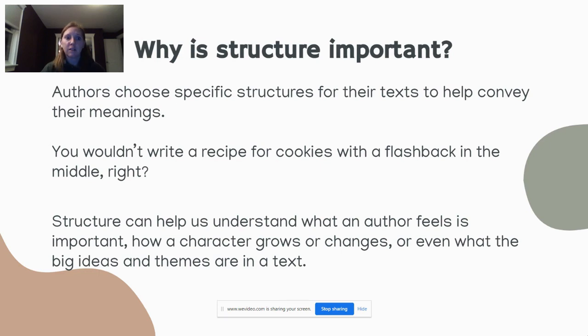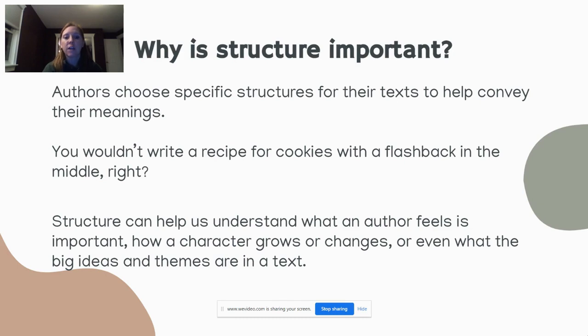You can also think about it like this. You're not going to mix these structures up and use them willy-nilly because you wouldn't write a recipe for cookies with a flashback in the middle. That wouldn't make any sense. So you want to make sure that you're thinking about why the author used this particular structure for this particular text. And structure can help us understand what an author feels is important.